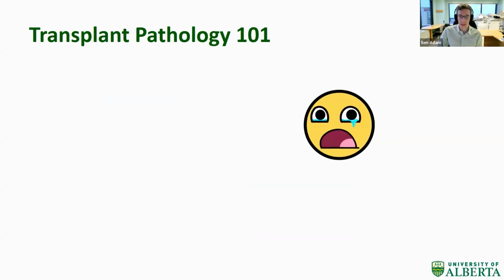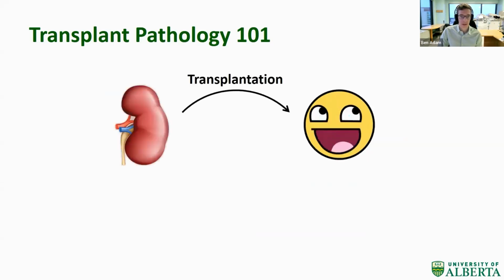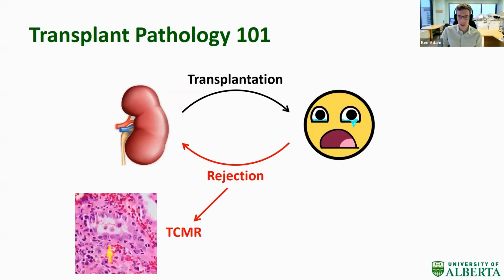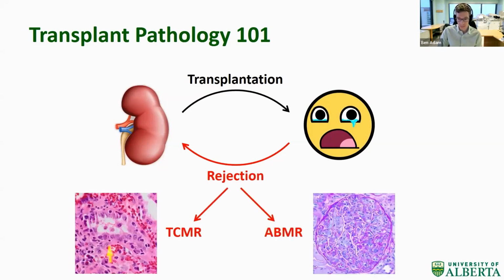Obviously, when a patient has end-stage kidney failure for whatever reason, often the only remaining treatment option beyond long-term dialysis is transplantation. The major problem with this treatment, however, is that the recipient's immune system recognizes the kidney transplant as a foreign invader and attempts to destroy it through a process called rejection. And as we currently understand it, this rejection process has two major subtypes.